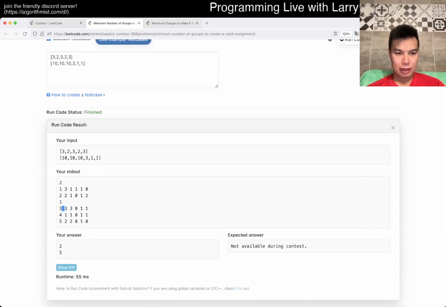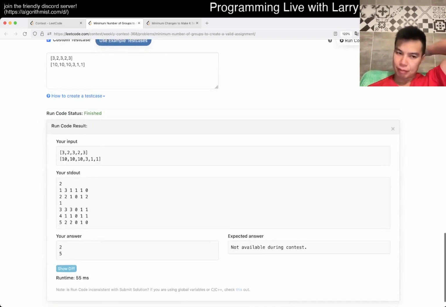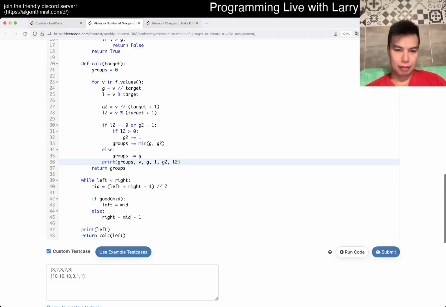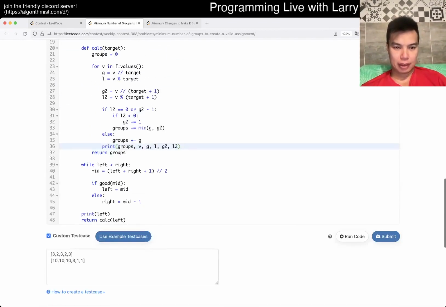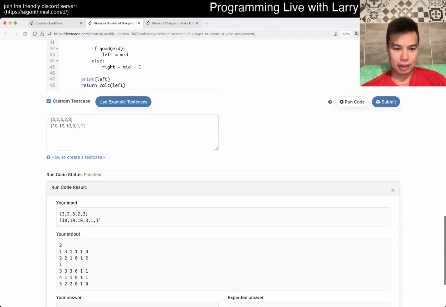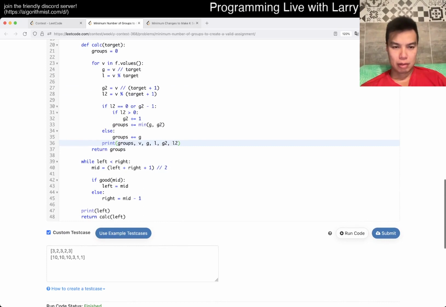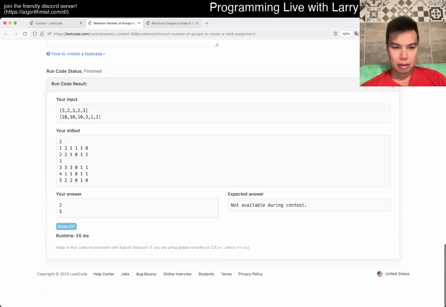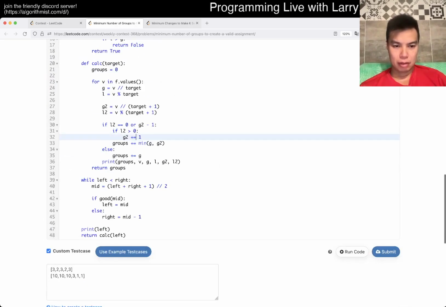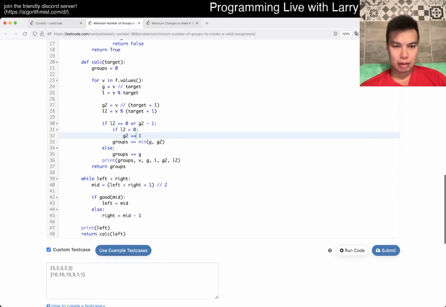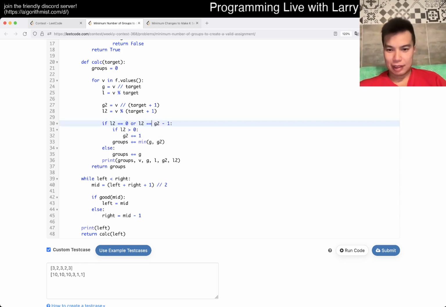So the 3, it finds a group of 3. That's not good. It's basically 3 and 0. So the G is going to be 3. This is going to be, should be 2. Right? G2. Why is it not doing L2 is equal to 0? Oh man, I do not know how to code.